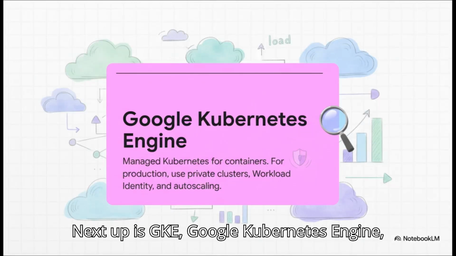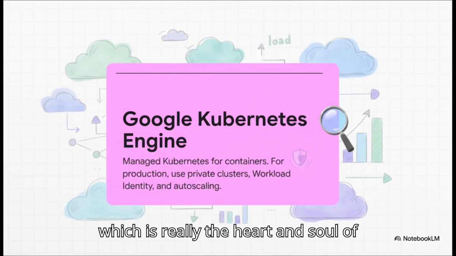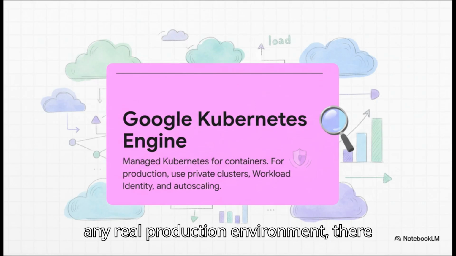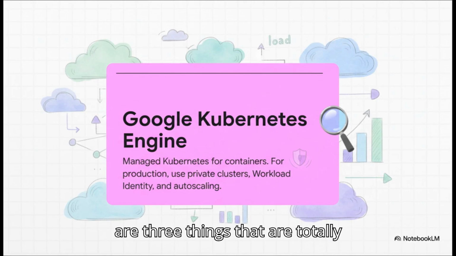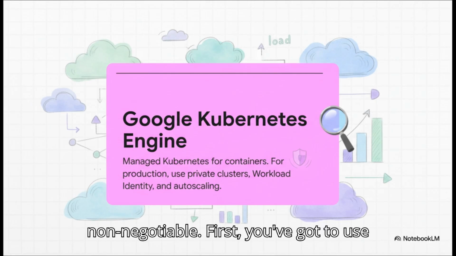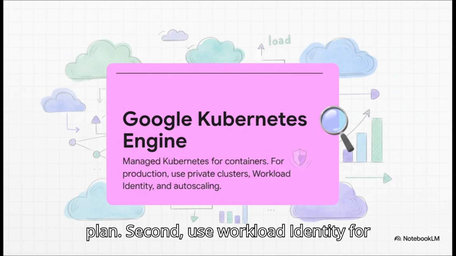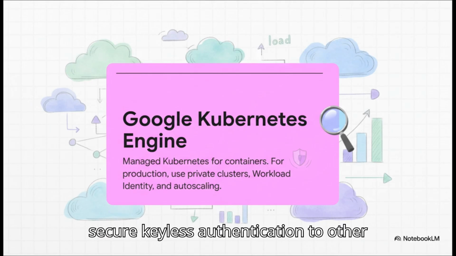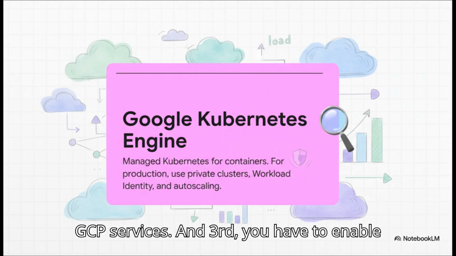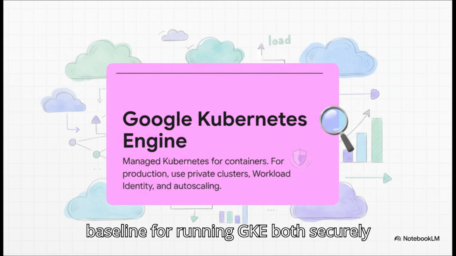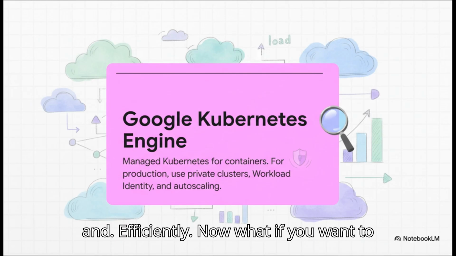Next up is GKE, Google Kubernetes Engine, which is really the heart and soul of most modern cloud-native apps. Now, for any real production environment, there are 3 things that are totally non-negotiable. First, you've got to use private clusters to protect your control plane. Second, use workload identity for secure, keyless authentication to other GCP services. And third, you have to enable autoscaling. Honestly, that's your baseline for running GKE both securely and efficiently.